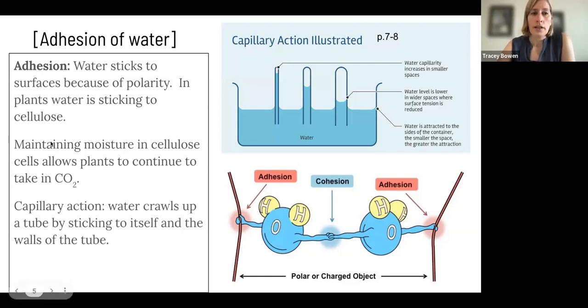Adhesion of water also allows water to stick to cellulose, which allows plants to continue to take in carbon dioxide from the atmosphere through their stomata. And capillary action is the water crawling up a tube. That action is called capillary action. And so that's going to happen through adhesion and cohesion. And then if air does get into the xylem, adhesion is able to refill the bubbles with water so that the water column can be reestablished.